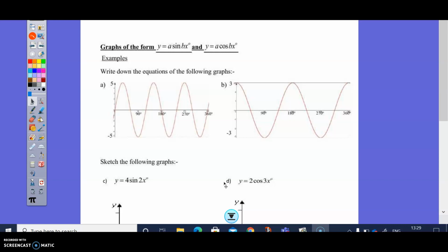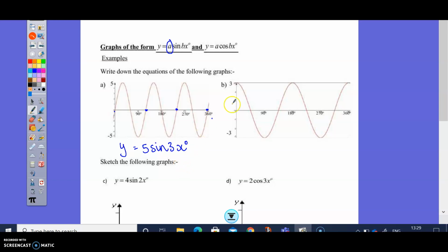So if we look at the first one, we want to name the graph. It goes up to 5, down to -5. So that changes the a, that changes the number at the beginning. So instead of that being just a 1, that's a 5. And the number before x, again, is just how many cycles we have in 360. So if we count this one, starting here, go round, there's the end of my first one, it says 1, go round, there's 2, there's 3 of them in 360 degrees. So that graph will be the graph y equals 5 sine 3x.